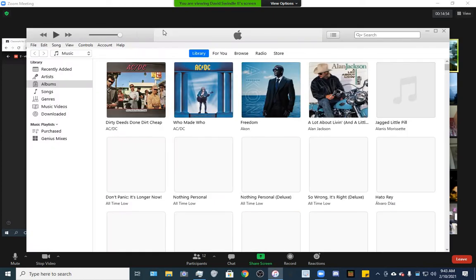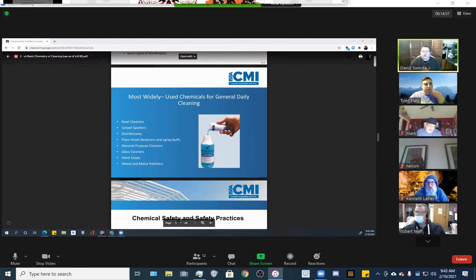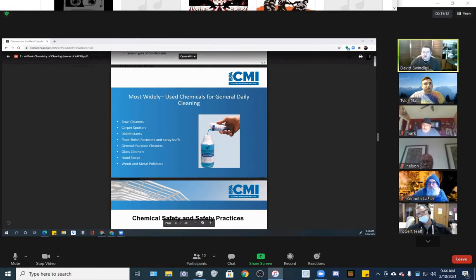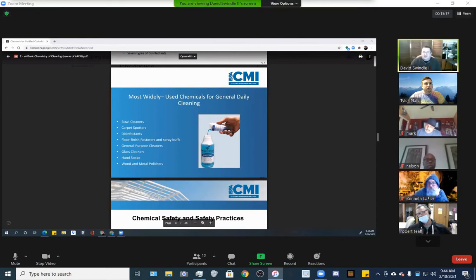In our professional world, in the commercial cleaning industry, we look at the fact that there are bowl cleaners, carpet spotters, disinfectants, floor finish restorers or spray buffs. There's also floor finishes, general purpose cleaners, glass cleaners, hand soaps, and then polishes, which could be a variety of wood or metal polishes. Those are just some of the different chemicals that we would use in our industry.